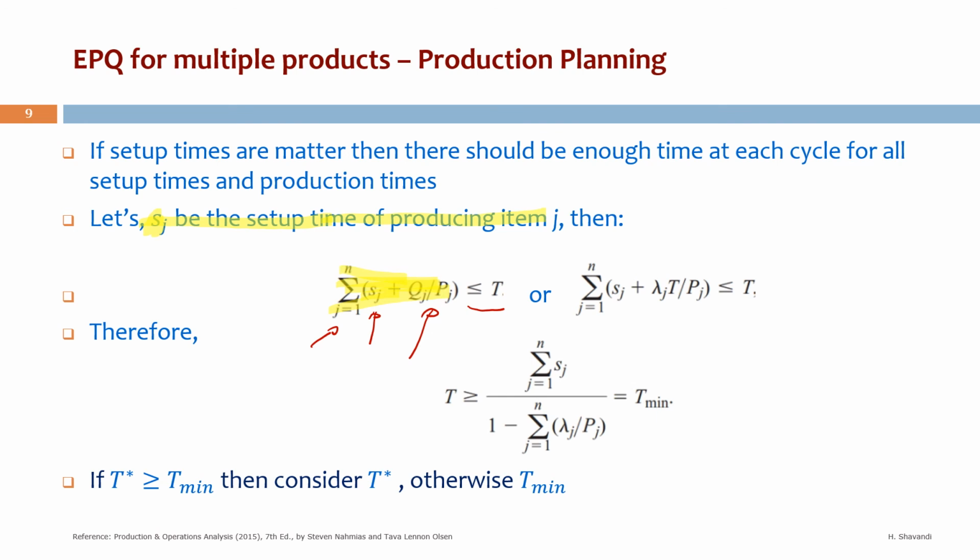This means that we should have this inequality, and by having that, we see that the cycle T should be greater than or equal to this threshold, which we call T min. So here is our procedure. At first, we obtain T star by the formula from the previous slide, and then we calculate T min. If T star is greater than or equal to T min, then we use T star. That's it. But if it's not, we need to use T min as our cycle time.